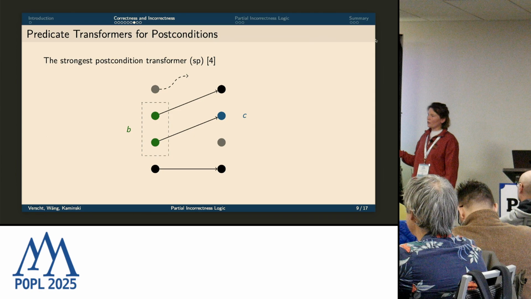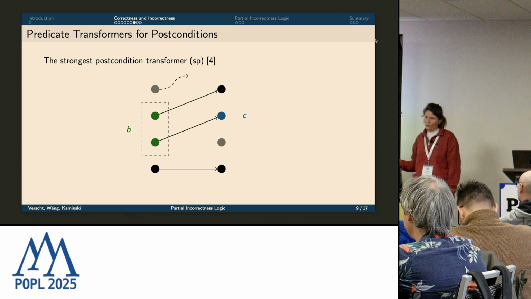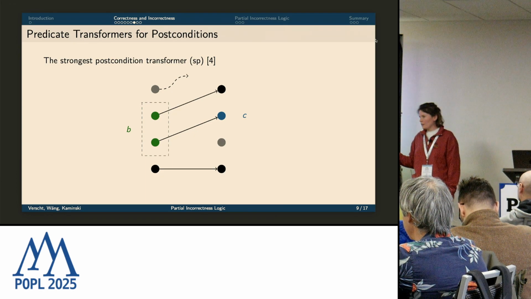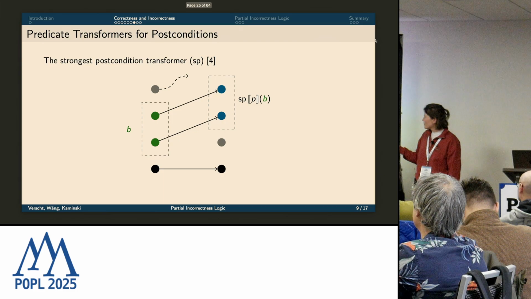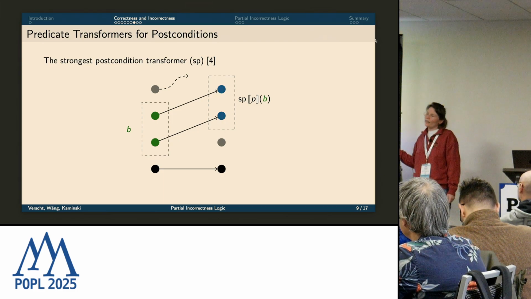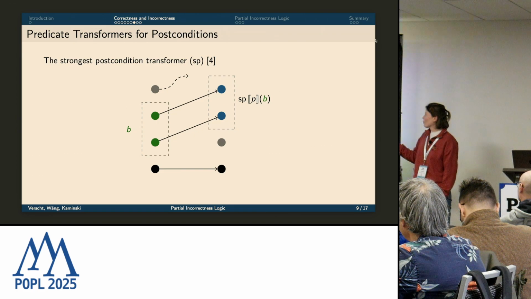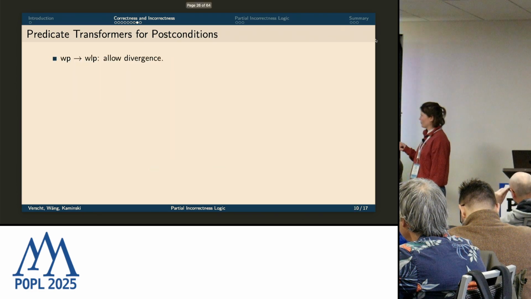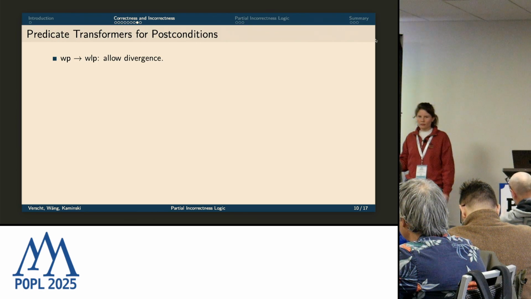And this is exactly what is computed by the strongest postcondition transformer. So for a given set of initial states, this computes the largest set of all final states that are reachable from this set of initial states. Okay, so far so good. This is quite well known, I assume.